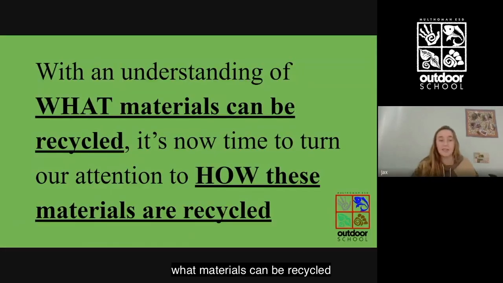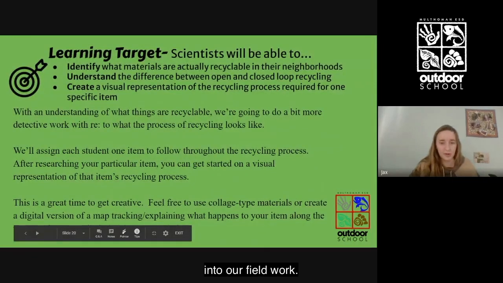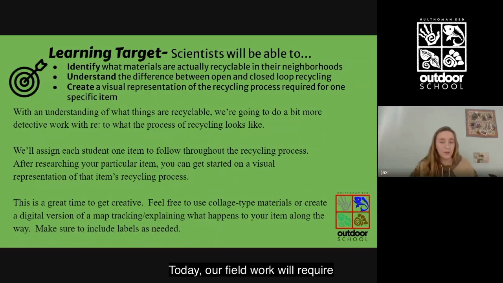With an understanding of what materials can be recycled, it's time to turn our attention to how these materials are recycled. And that's going to bring us into our field work. Today's field work will require scientific research. Research is super important in science because it allows us to back up our hypotheses and the ideas that we think on why something is a certain way. So today, scientists will be able to identify what materials are actually recyclable in our neighborhoods, understand the difference between open and closed loop recycling, and create a visual representation of the recycling process required for one specific item.